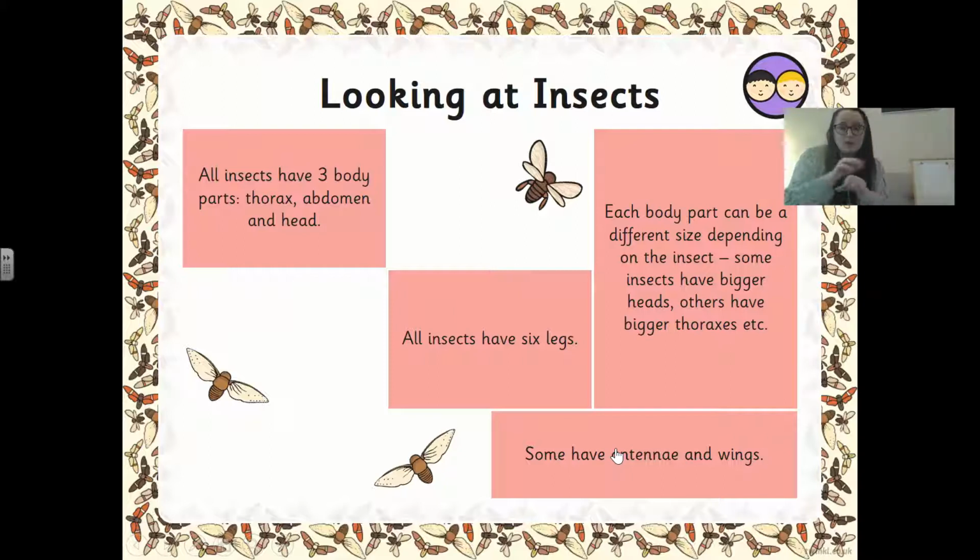Now, these help the insect feel around. Think about if they're going through a tunnel, they can feel around in that tunnel and think, is it too small for me? Can I fit through? Wings. Why do you think they have wings? If you said to fly, you're absolutely correct. It might be to go and get different types of food. It might be to escape from someone that's trying to capture them. Lots of different ways that they might use their wings.